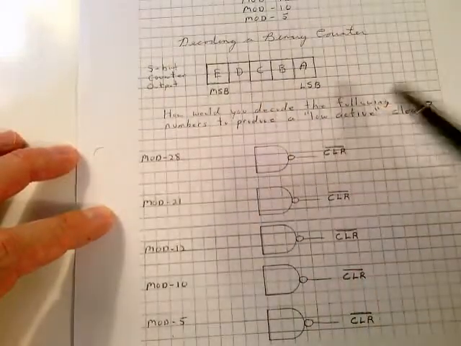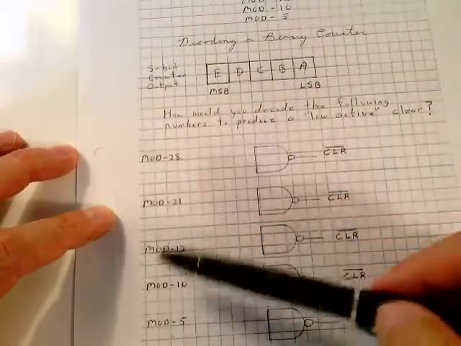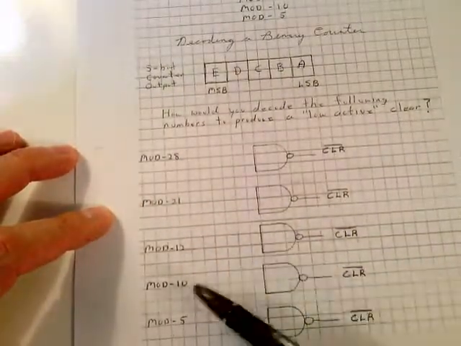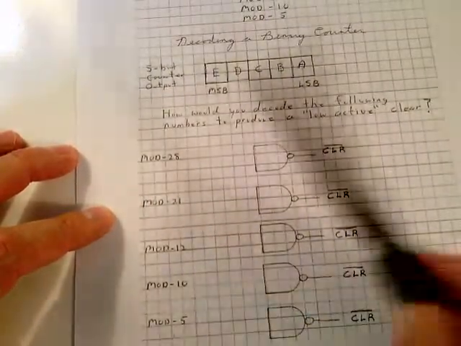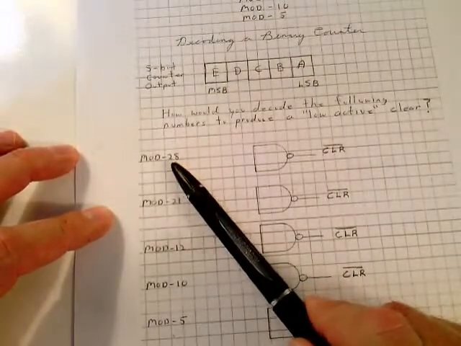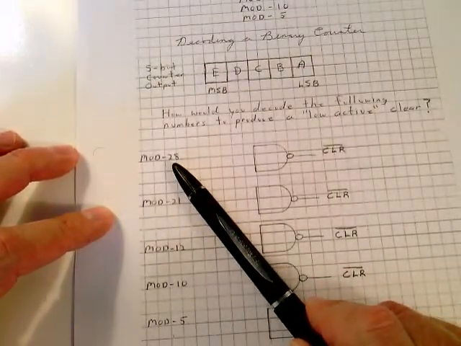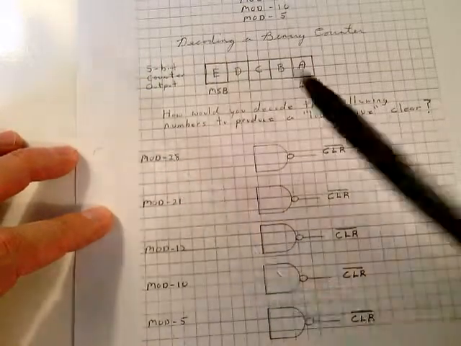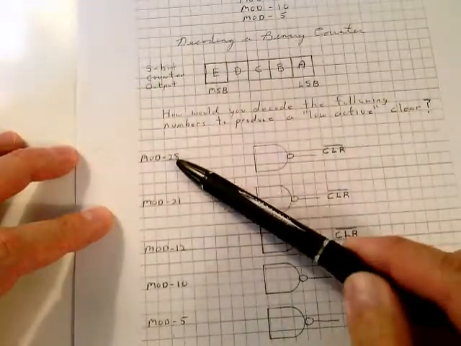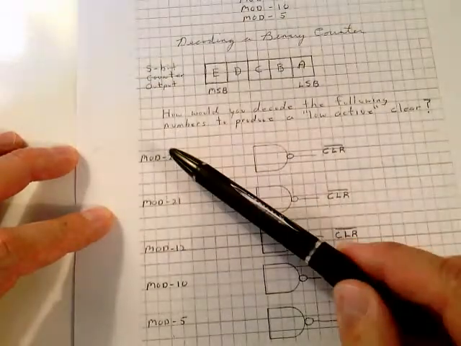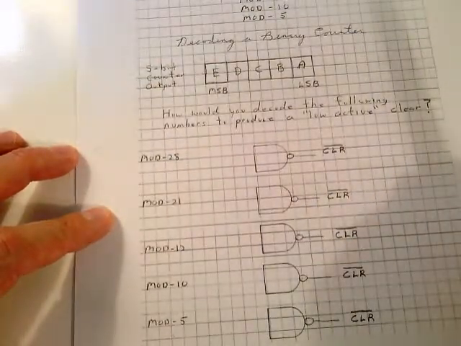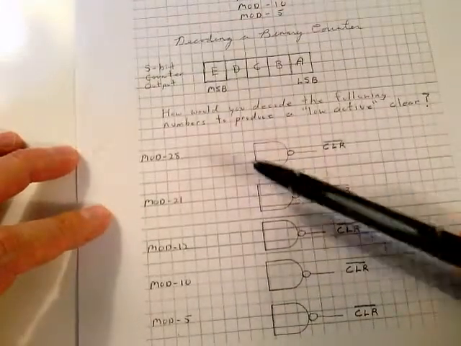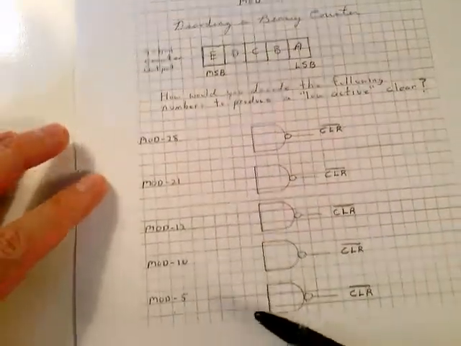How would you decode the following mod counters to produce a mod 28 or a mod 21 or a mod 12 or a mod 10 or a mod 5? How would you decode the 28th state? And at 28, you clear. So 28 is the 0 state. It becomes that 0 state. So pause the video, and I want you to go ahead and show me these inputs here.